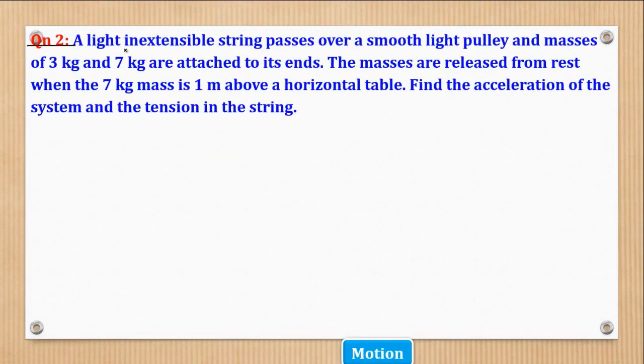Then question 2, a light inextensible string passes over a smooth light pulley and masses of this and this are attached to its end. The masses are released from rest when the 7 kilogram mass is 1 meter above a horizontal table. Find the acceleration of the system and the tension in the string.